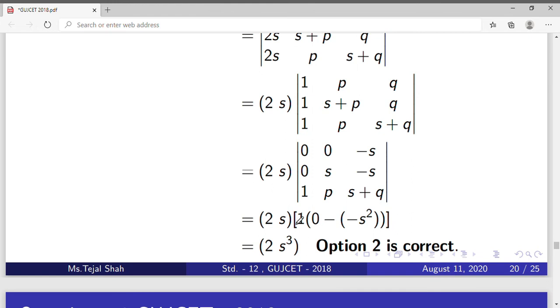Okay. So now in this determinant this first column contains the maximum number of 0. So using this element evaluate the determinant. So now 1 as it is. Here cross multiplication, 0 into minus s becomes 0, minus s square. Here what we get, minus s square. So plus s square into 2s, the answer is 2s cube. So option 2 is the correct option.